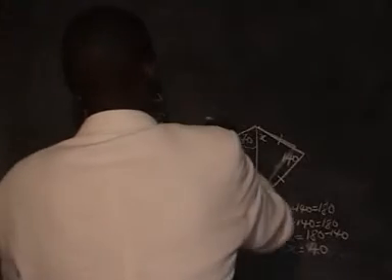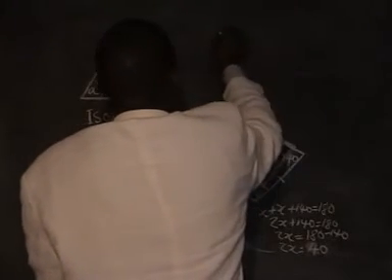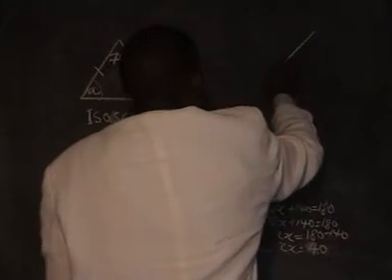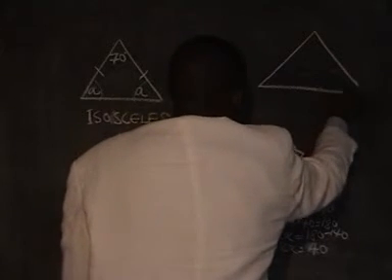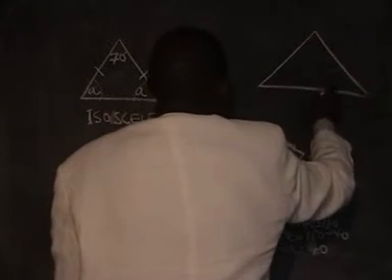Then let us look at another type of triangle, and this type of triangle is called an equilateral triangle. For an equilateral triangle, all the three sides are equal and all the three angles are equal.